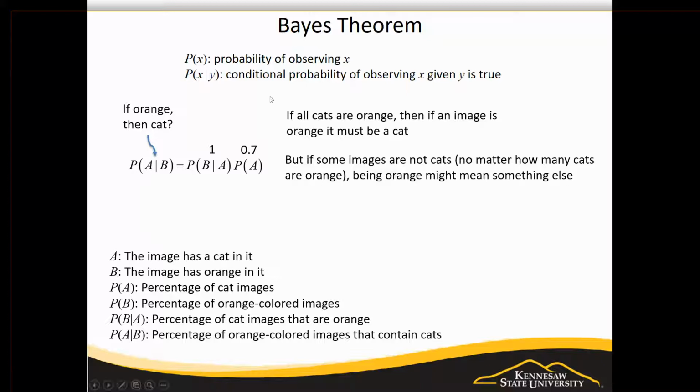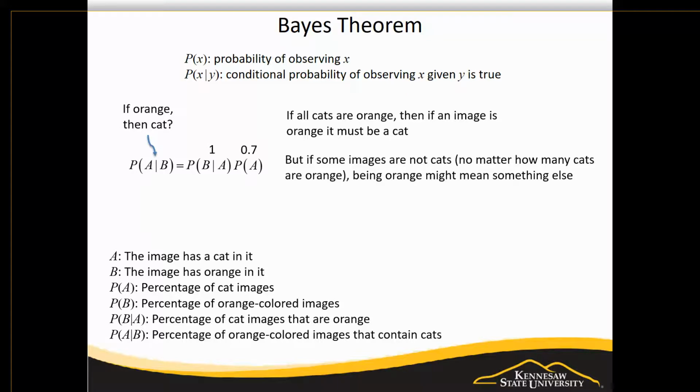Now, if this number dropped, if not all cats were orange, let's say only 10% of cats were orange, you would put a 0.1 here and you'd multiply it by 0.7, and you would be 7% likely of having a cat if you found an orange image, according to this. Now, this is a true statement if you replace the equal sign with a proportional sign. And what most people will argue is they say, well, we have to divide by something to make all of the probabilities sum to 1. And they're right when they say that.